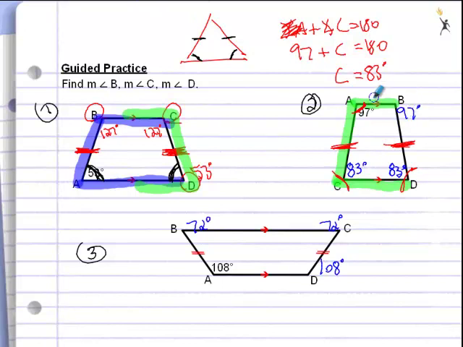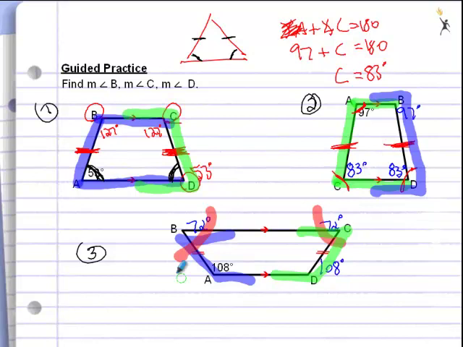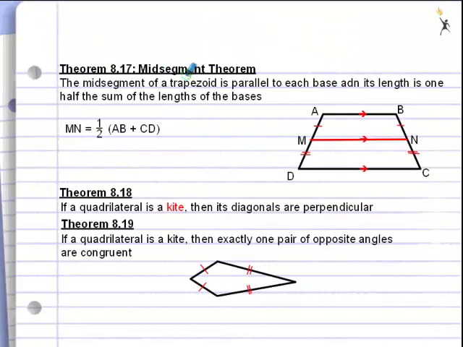I then knew that on this side of the trapezoid, these two consecutive interior angles should still add up to 180. So if angle D is 83, then angle B would have to be 97. Not a whole lot of hard math there. I used the exact same ideas to solve for number 3. I found out that these two angles are supplementary, that these two angles were congruent, and that these two angles are supplementary. And so I kind of worked my way around clockwise. Hopefully that makes sense. Now let's flip the page and learn more about trapezoids.